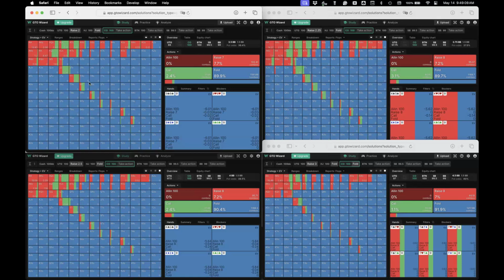So if we want to simplify this range, 9-9 is never folding. Here, 9-9 is never folding. Here, I don't think it gets down to 8-8. But here, 9-9 folds pure and we can play 10-10.